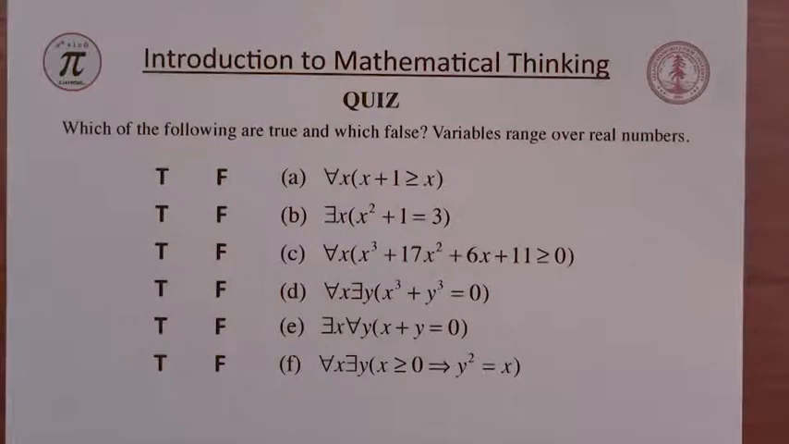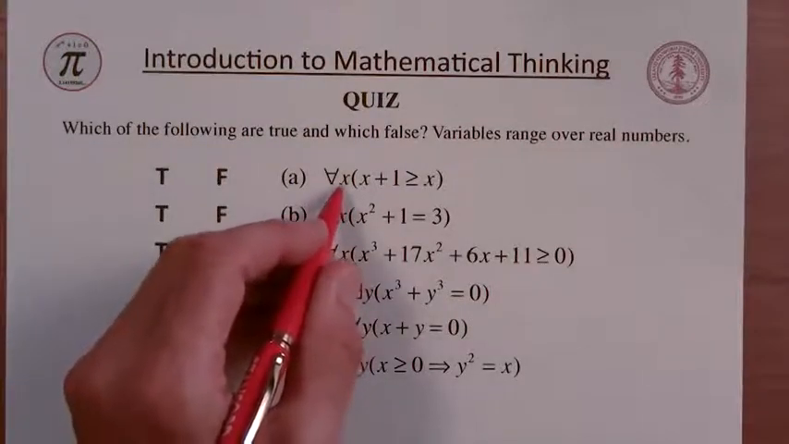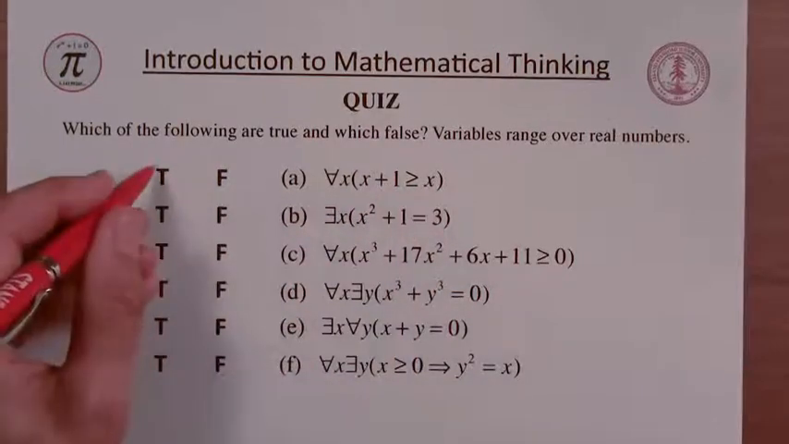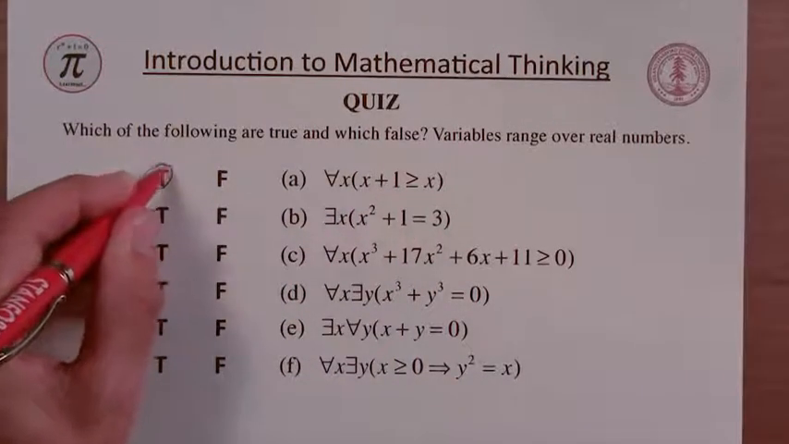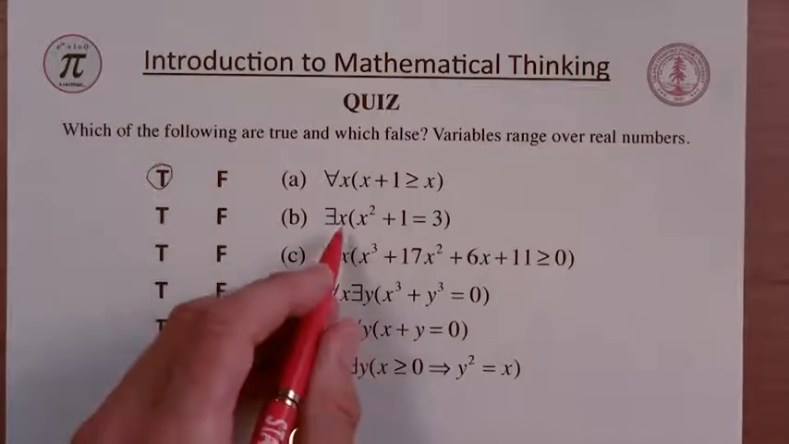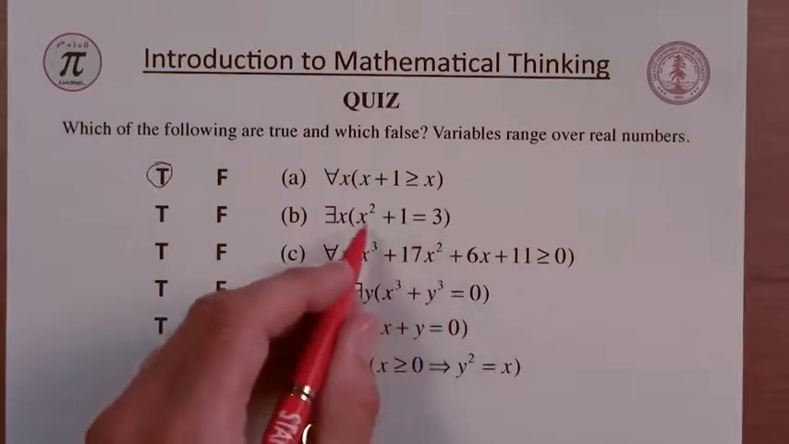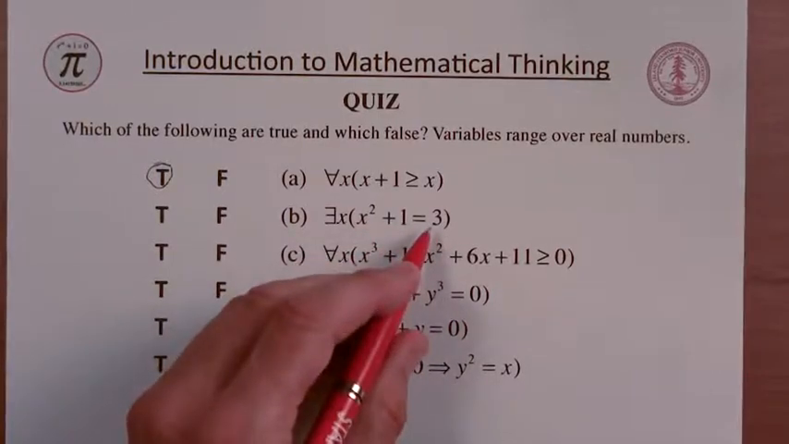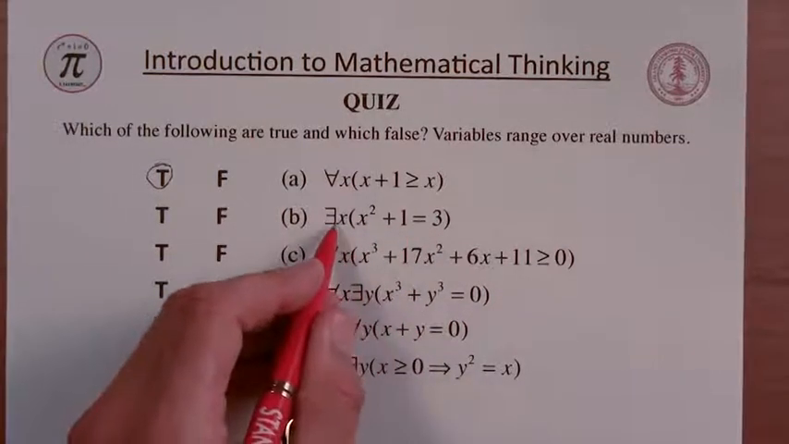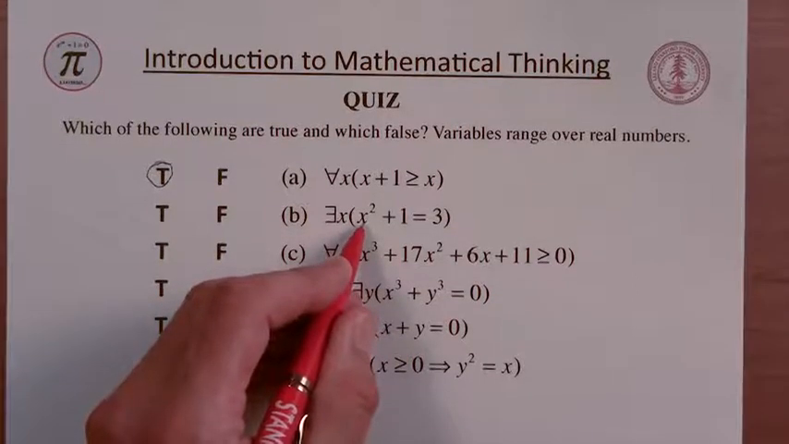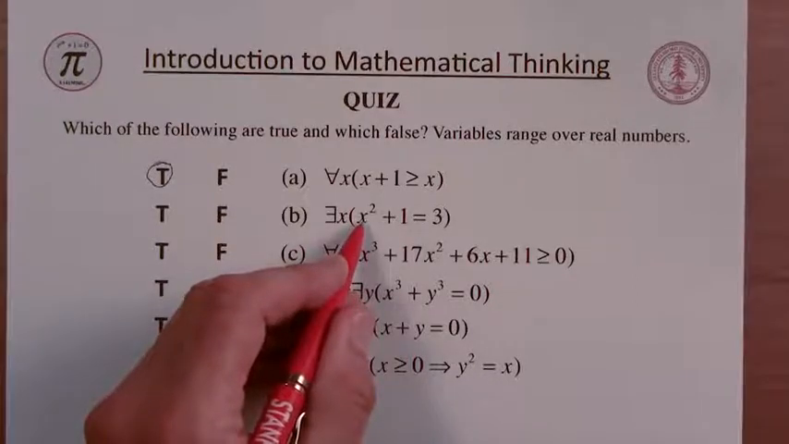Okay, let's see what we have. Is it the case that for every real number x, x plus 1 is greater than or equal to x? Yes, it is. Is it true there is a real number x such that x squared plus 1 equals 3? Well, that would mean x squared equals 2. So we're really saying, is it true that there exists a number x whose square is 2? Well, if we were talking about the rational numbers, the answer would be no, because the square root of 2 is irrational. But for the real numbers, it's true.